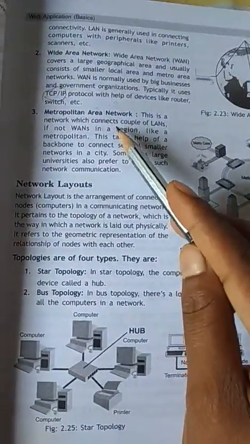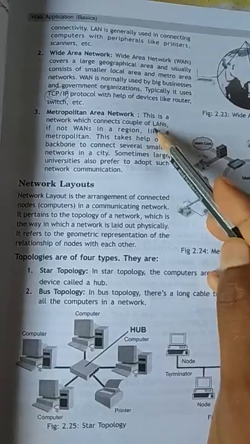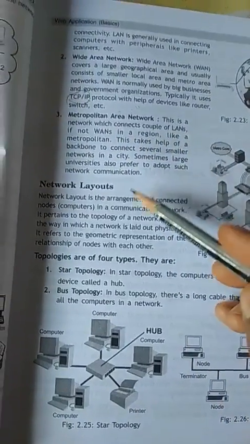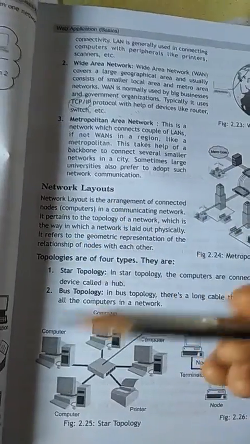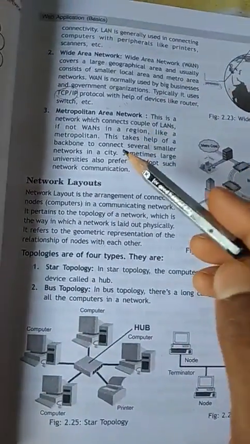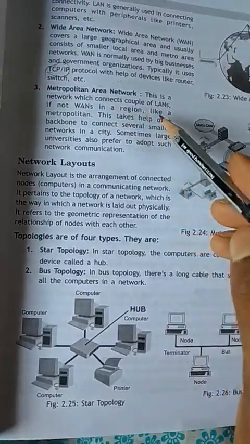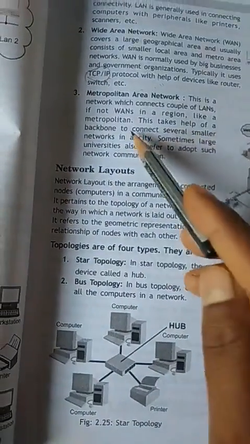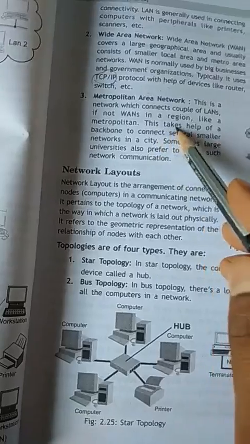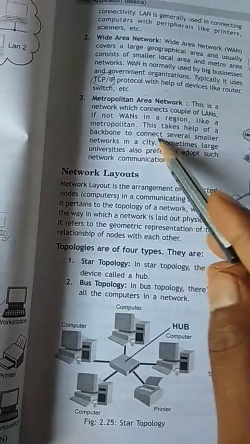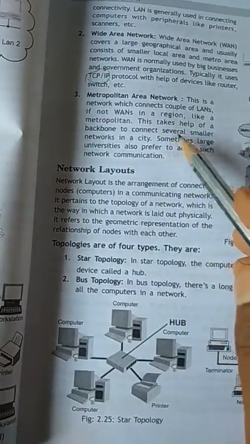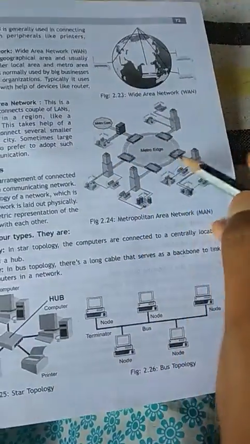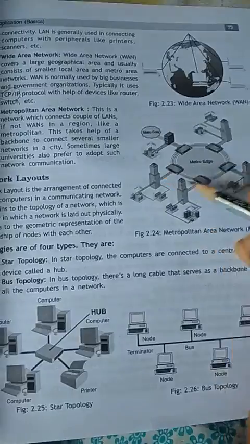Now next is metropolitan area network. This is a network which connects a couple of LANs, means more than one LAN are connected with each other, if not WANs, in a region. If there is not a WAN, okay. And like a metropolitan, this takes help of a backbone to connect several smaller networks in a city, okay. Many LANs are connected with each other and they will create a network, okay.